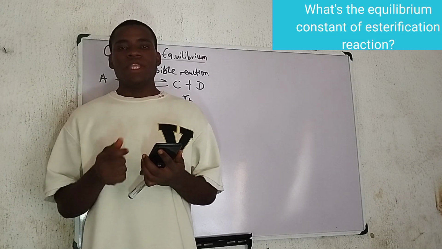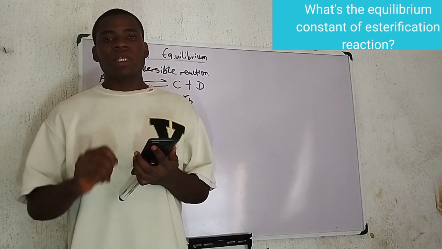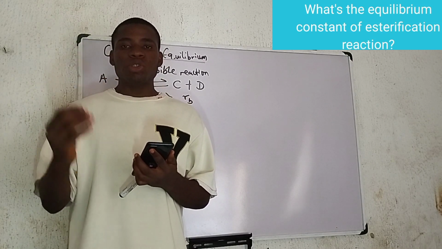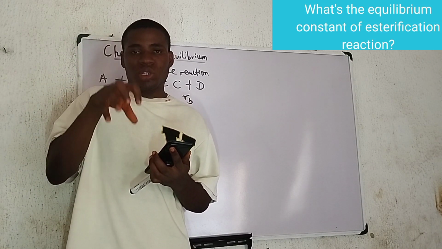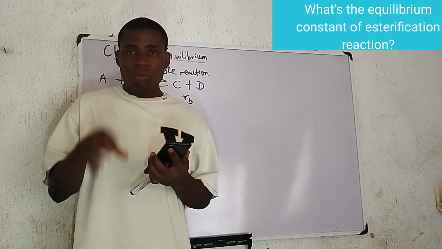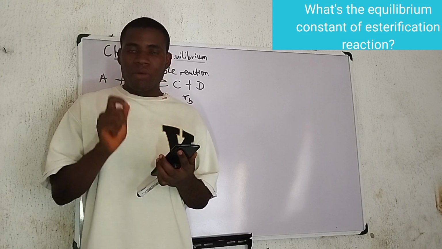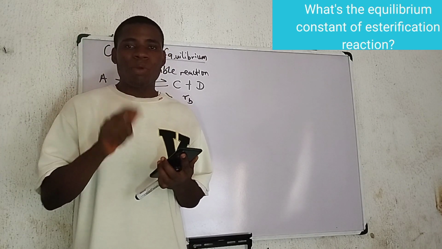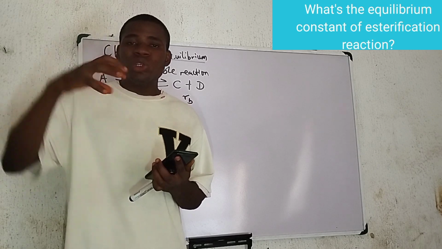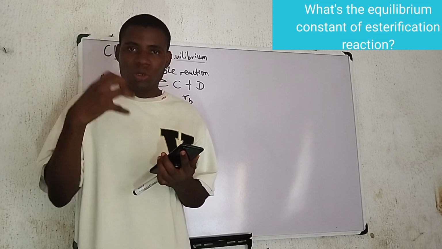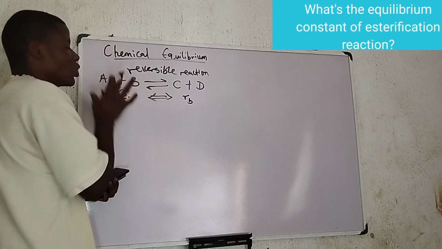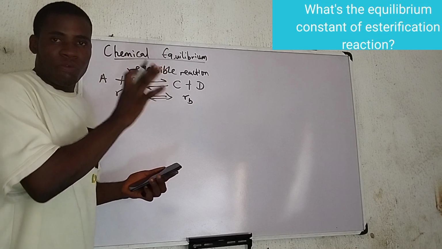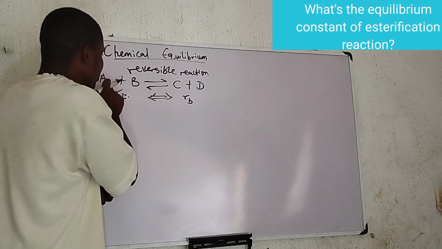Since we want to talk about the equilibrium constant, we have to state the equilibrium law. The equilibrium law states that the rate of a reaction is directly proportional to the concentration of the active masses present in that reaction. I repeat, the rate of a reaction is directly proportional to the concentration of the active masses present, the ones you are considering. If I want to consider the forward reaction, the forward reaction is A and B.